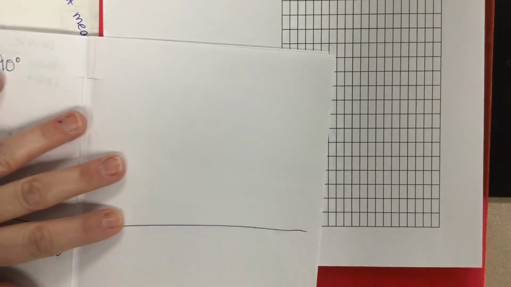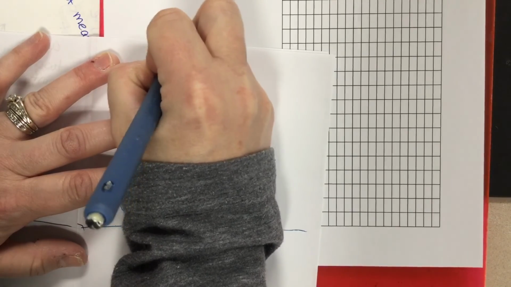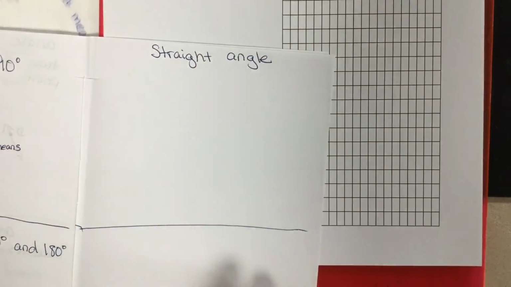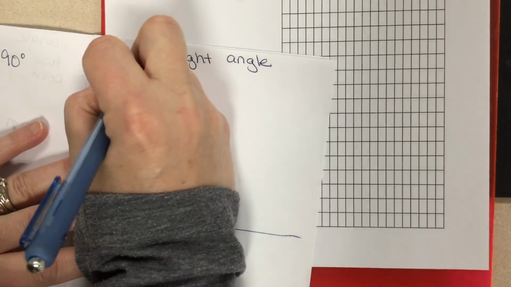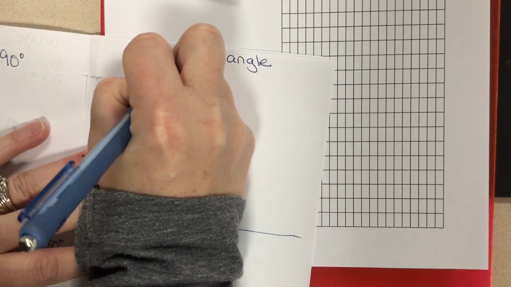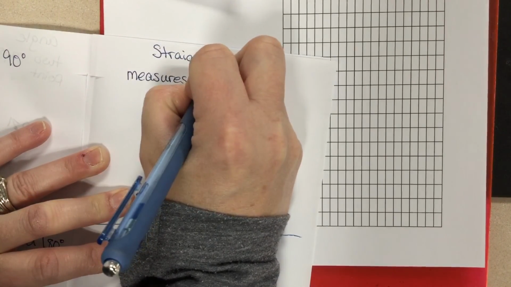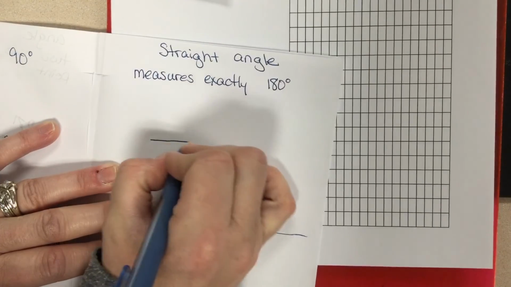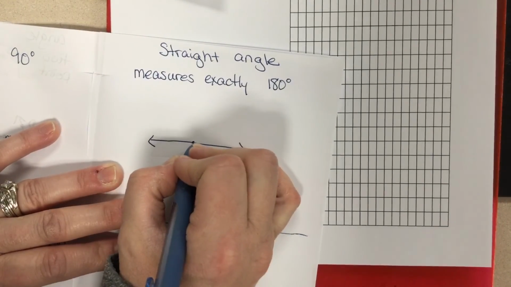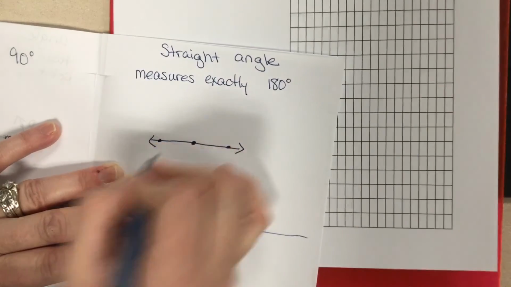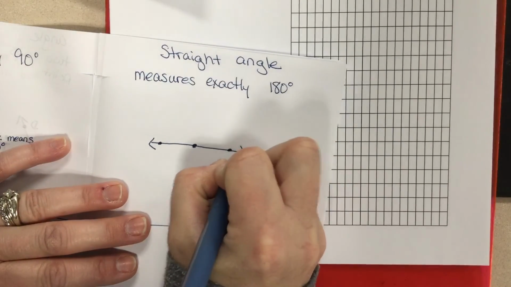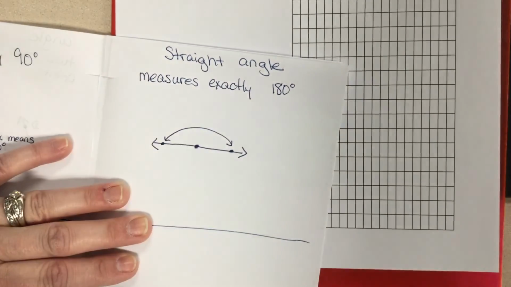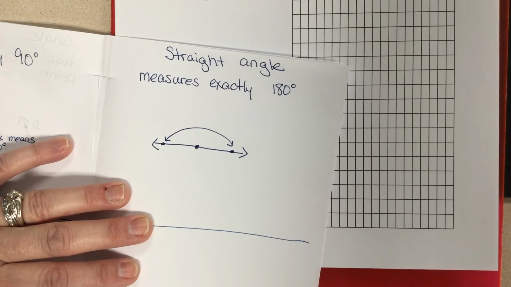I know. One more. This one's called a straight angle. This one measures exactly 180 degrees. So it looks like a straight line. So you'll see it from one end to the other.